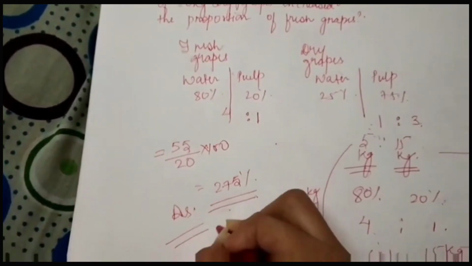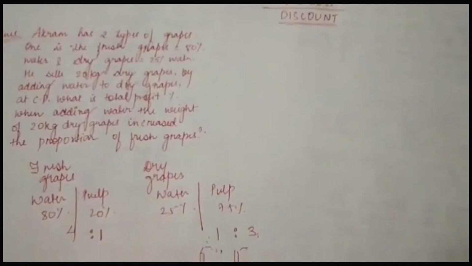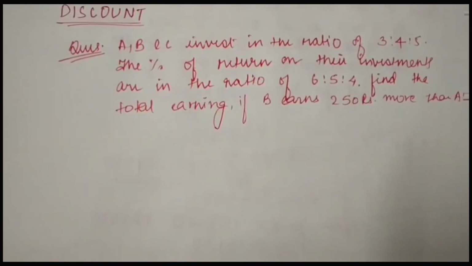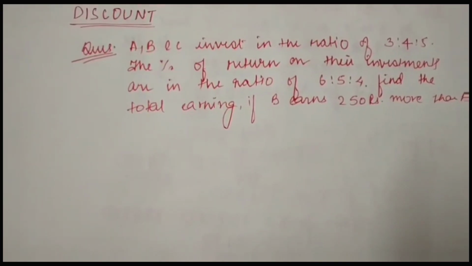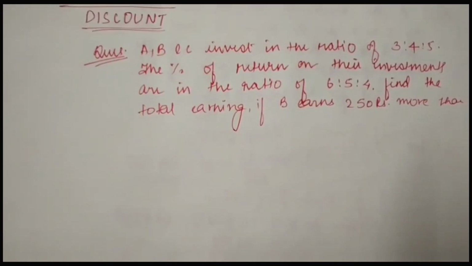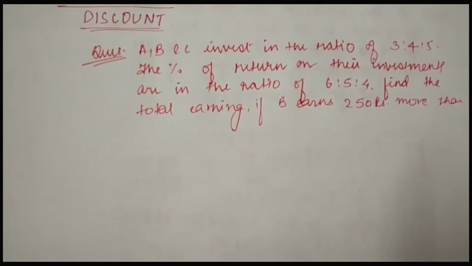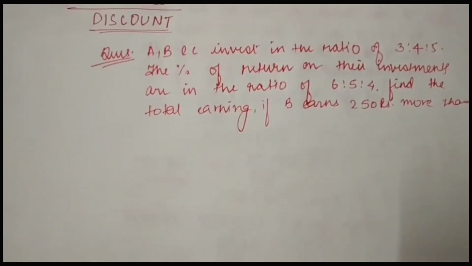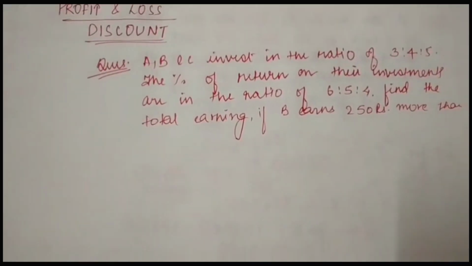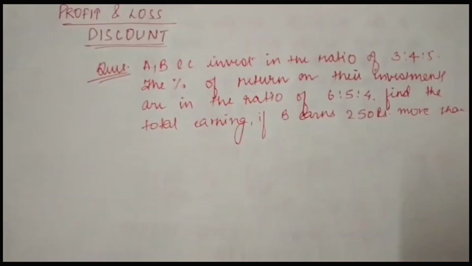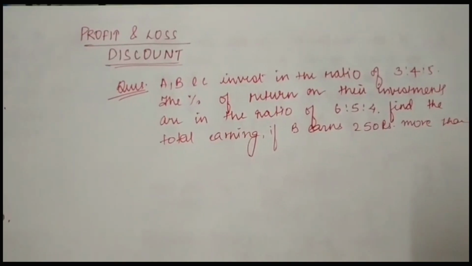Let's take more questions related to this profit and loss. So in the second question, A, B, C invest in the ratio of 3:4:5. The percentage of return on their investment is in the ratio of 6:5:4. So find the total earning if B earns 250 rupees more than A. So we have to find B's earning when he is earning 250 rupees more than A.